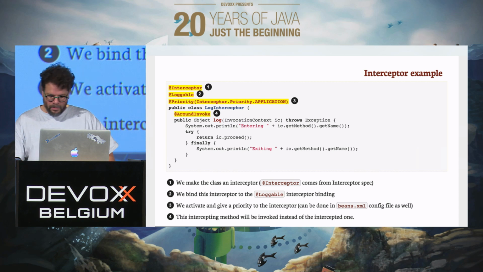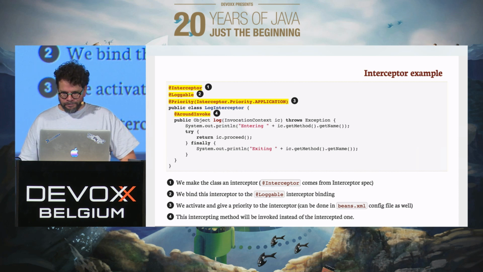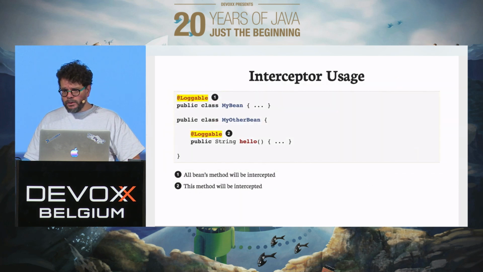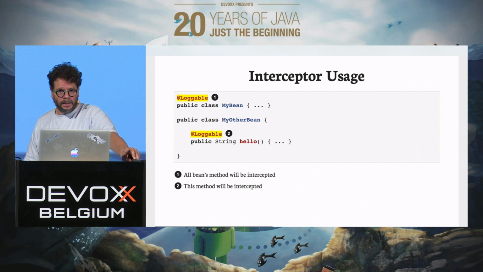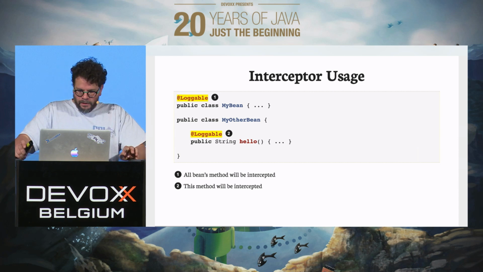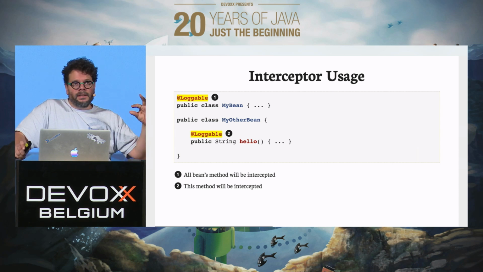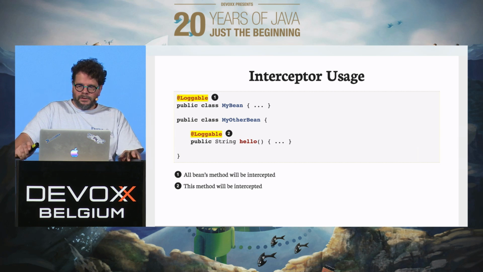So it's rather simple to declare. You'll use the interceptor this way. You'll add the interceptor binding on the bean class to say, okay, all the methods of this bean class will be intercepted. So all the methods of this bean class will have a message before execution and after execution when they are called. And you can, of course, also bind it only to a given method.